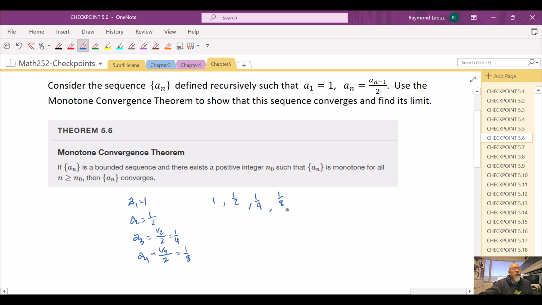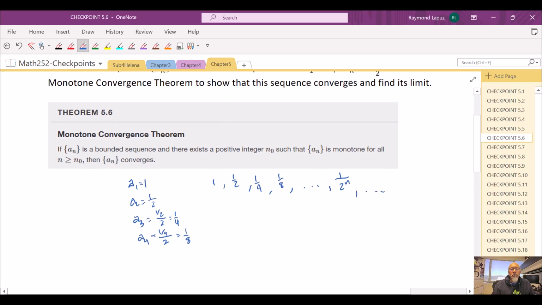So I think you can see the pattern here. We can actually write an explicit expression for this if we wanted to, and I think the explicit expression is going to be 1 over 2, 1 over 2 squared, 2 to the third, 2 to the nth power, and then we'll put dots to say this is going to be an infinite sequence.